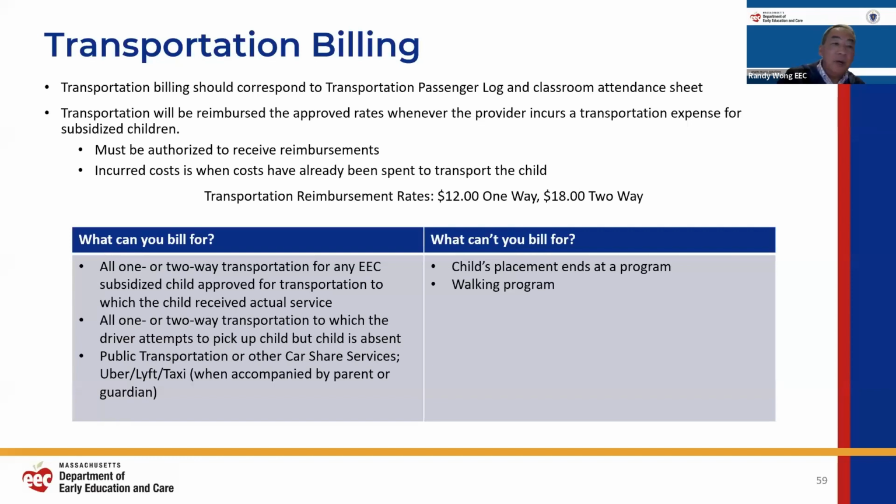Incurred costs. If you have incurred costs, even if transportation was not provided, you can still be reimbursed for that. The rates are 12 and 18 for one and two way transportation. And the things that can't be billed for, it's an accounting piece, making sure that we're not billing for children if their placement has ended.